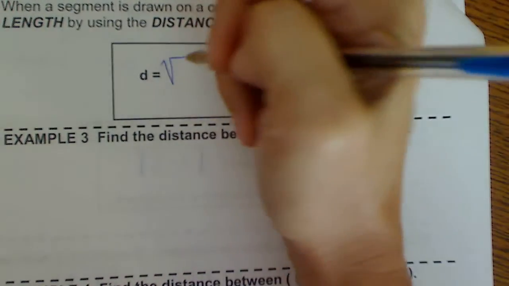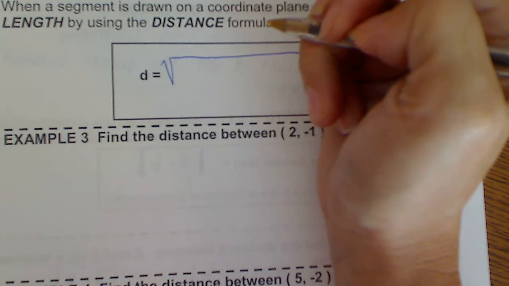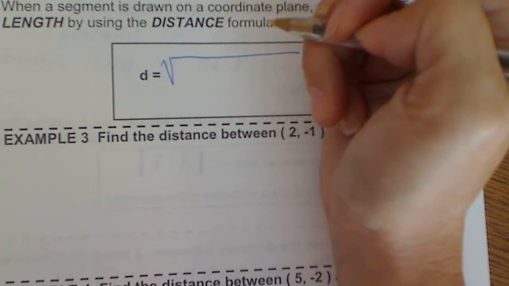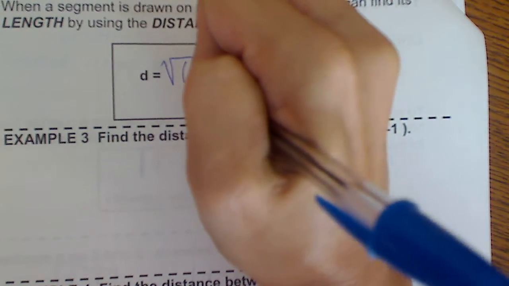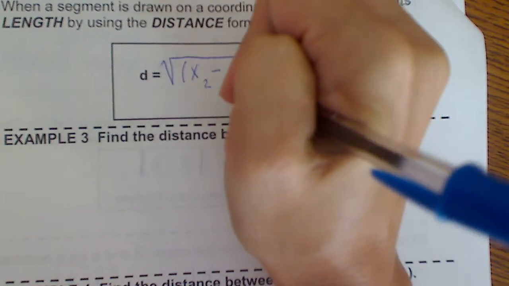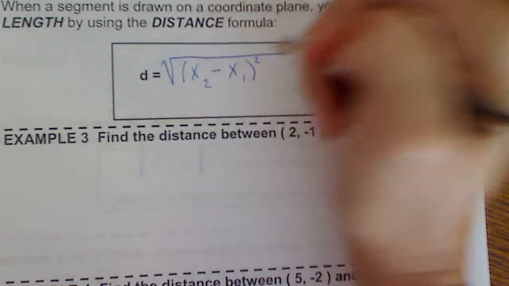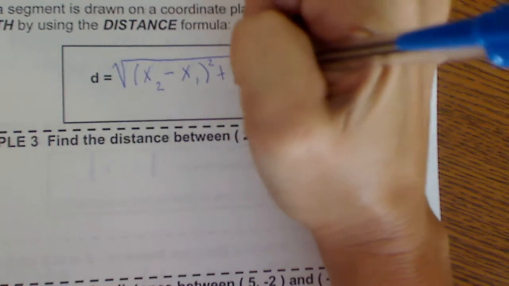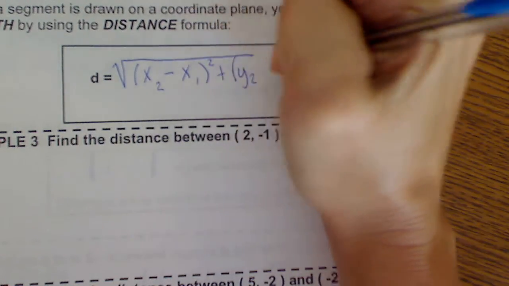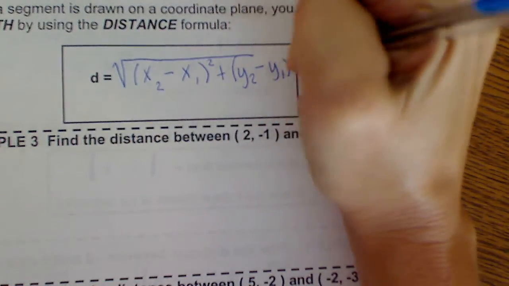Okay, and you're going to have 2 points. You're going to have a point that has an X and Y value, and then another point that has an X and Y value, and I'll show you how to use that. But the square root of the second X minus the first X squared plus the second Y minus the first Y squared.